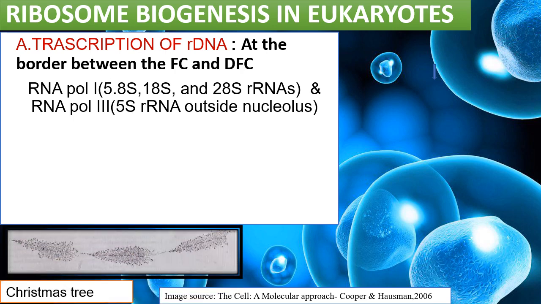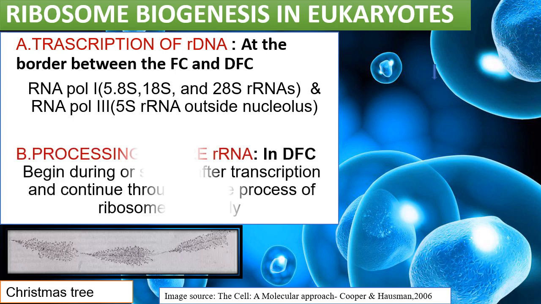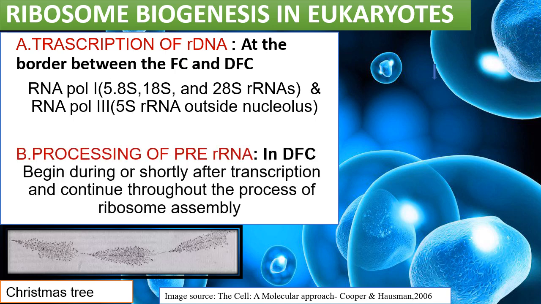In an electron micrograph, it is seen that each of the tandemly arrayed ribosomal RNA genes is surrounded by densely packed RNA chains, and it gives a Christmas tree like structure. This is the Christmas tree like structure of the ribosomal DNA. The processing and modification of the pre-ribosomal RNA transcript occur largely in the dense fibrillar component.